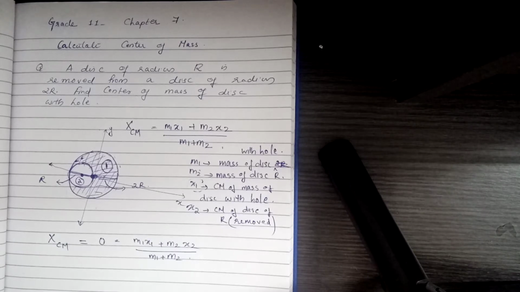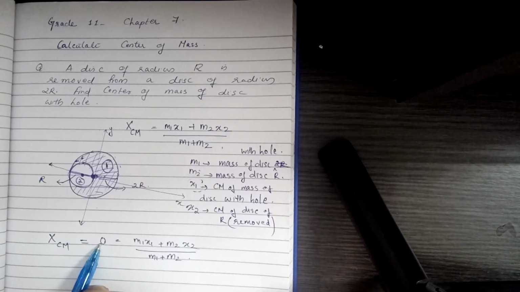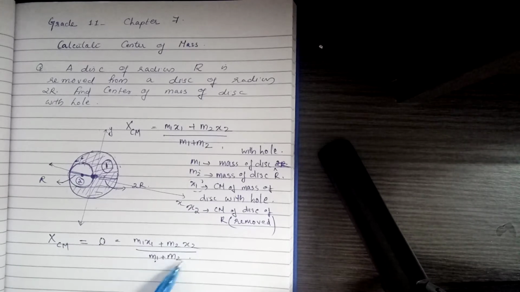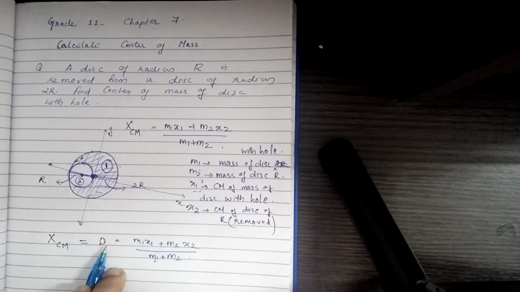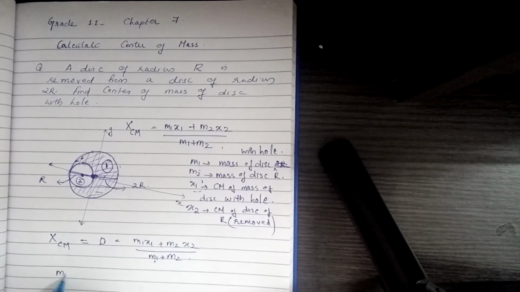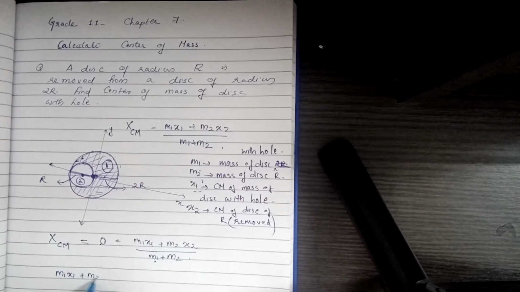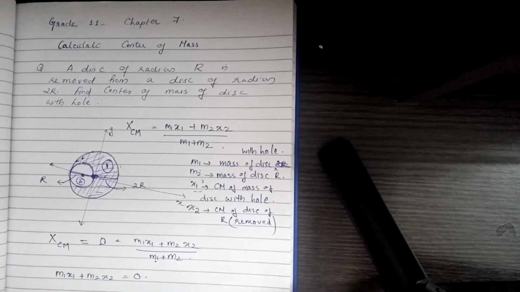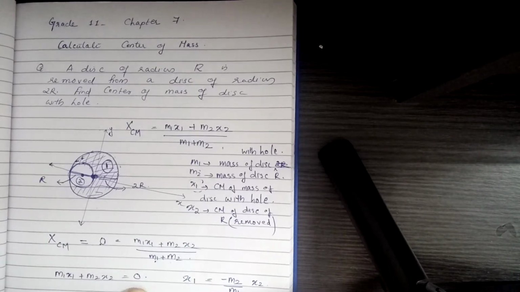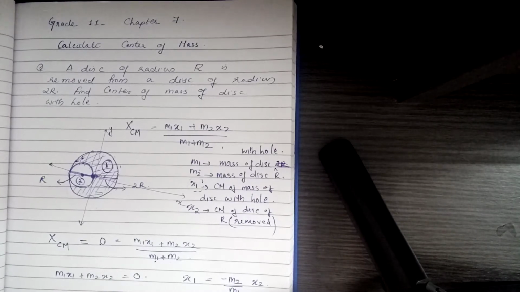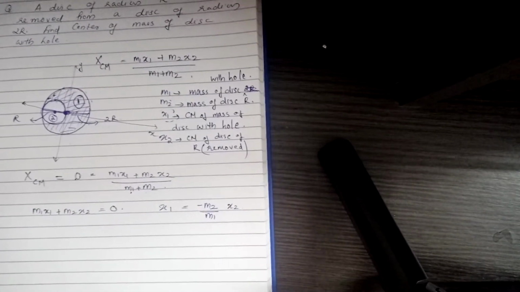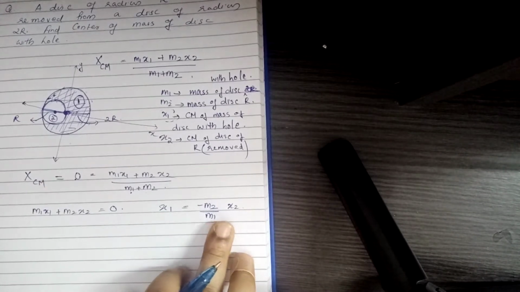Now see, we got it to be 0. The denominator can never be 0 because it is a sum of the masses, so I will equate the numerator to 0. So you will get m1x1 plus m2x2 is equal to 0. From here I will get an equation for x1, which is x1 is equal to minus m2 by m1 into x2. This m2x2 goes to the other side, and m1 comes to the denominator.